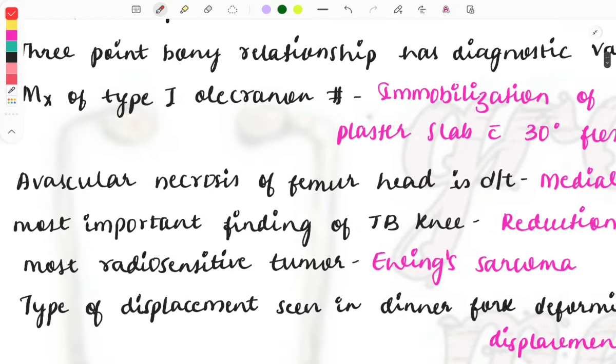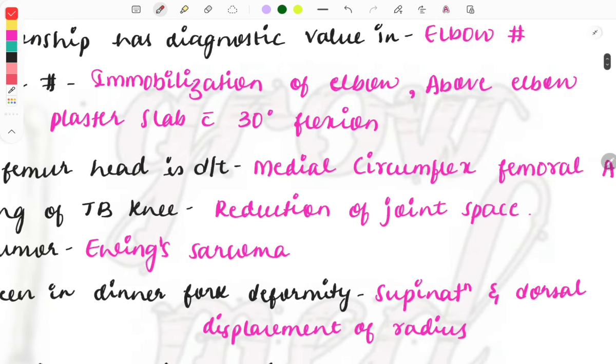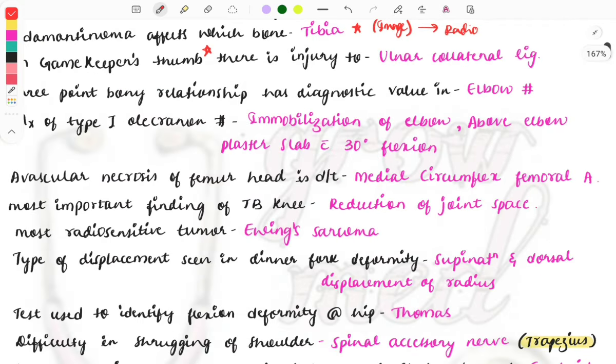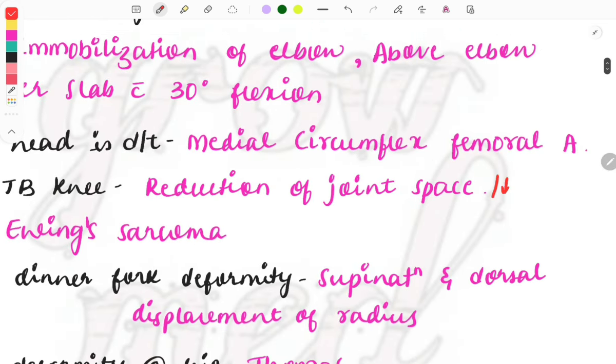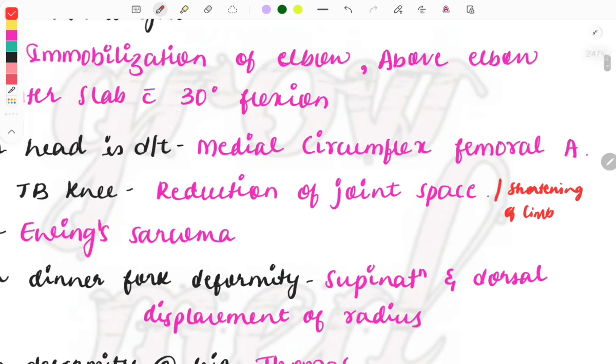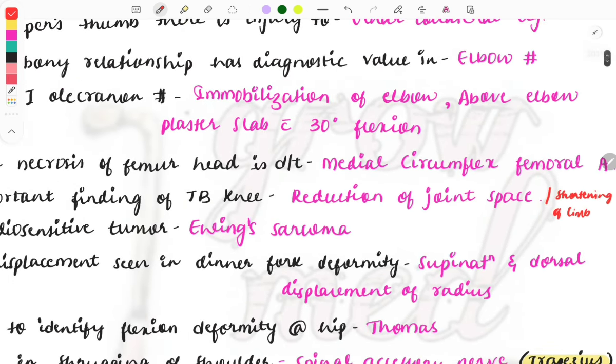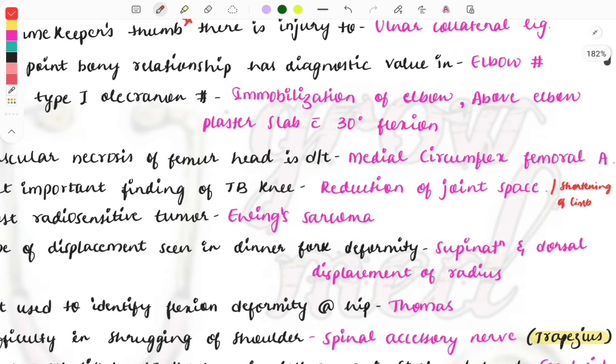Then avascular necrosis of the femur head is due to involvement of the medial circumflex femoral artery. So injury to this will lead to avascular necrosis of the femur head. Then the most important finding of TB knee is reduction of the joint space. Also this can be described in other words, like shortening of the limb. And there are various questions, like a patient who has TB and has come with certain findings. So what all findings can be seen in the patient, an 'except' kind of question was asked, and various things were described.